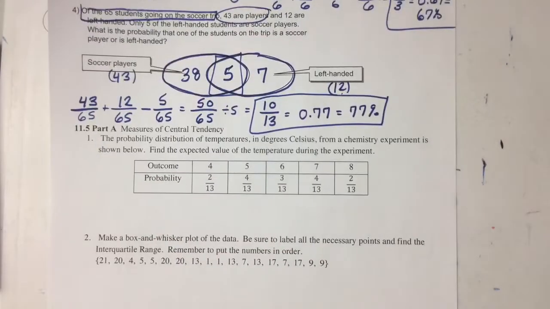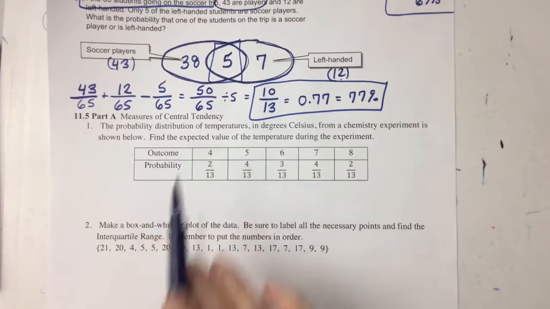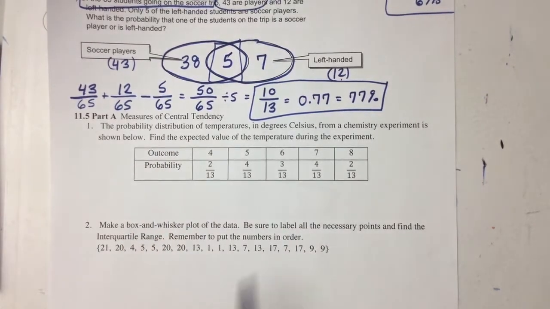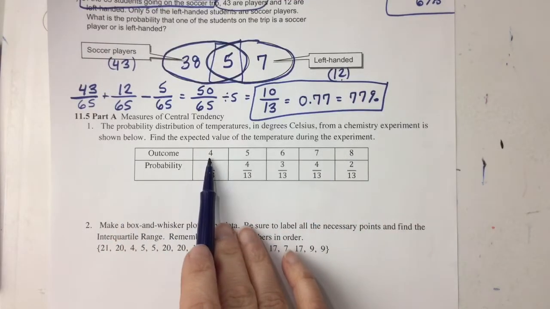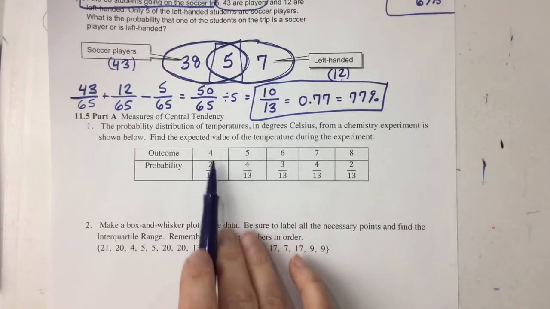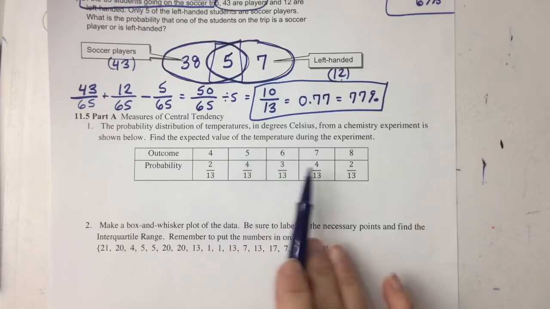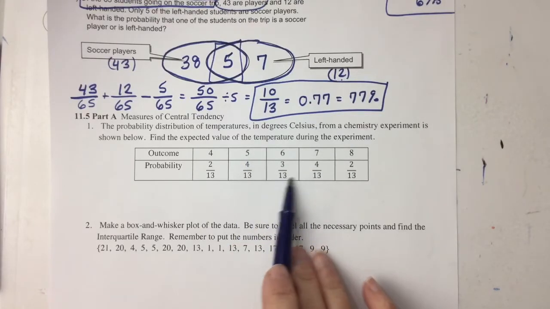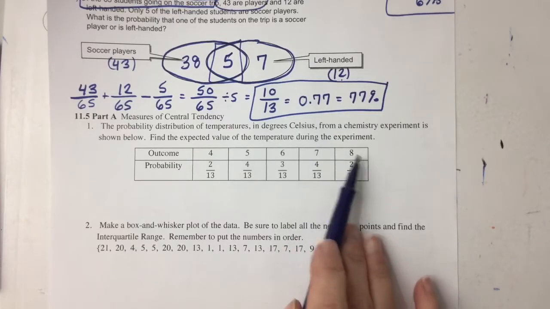Last section, guys. It says the probability distribution. Now, probability distributions, they're awesome for making predictions, okay? The probability distribution of temperatures in degrees Celsius from a chemistry experiment is shown below. Okay, so the outcome, the degrees in Celsius, 2 out of the 13 times the temperature was 4 degrees Celsius. 4 out of 13 times the outcome was 5 degrees. 3 out of 13, it was 6. 4 out of 13, it was 7. 2 out of 13, it was 8.